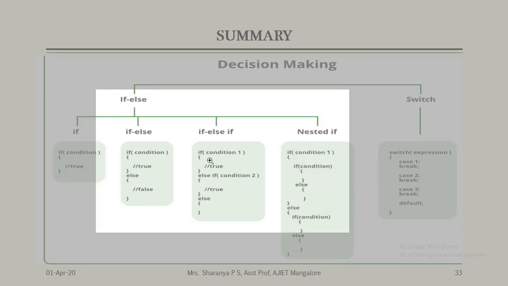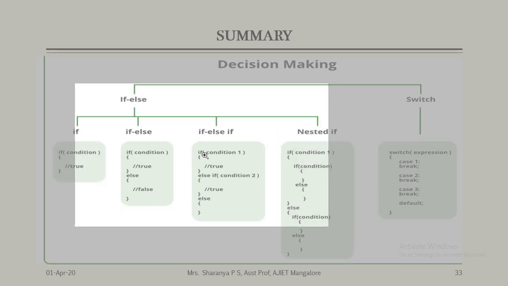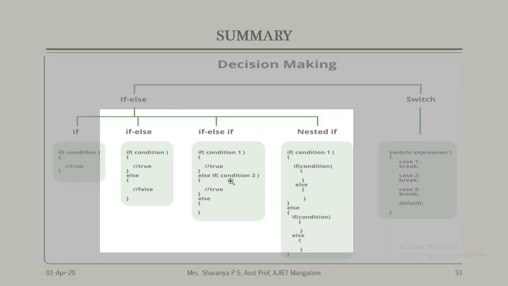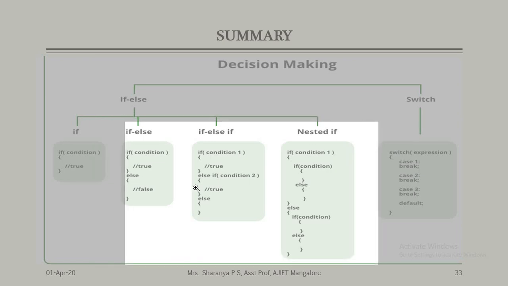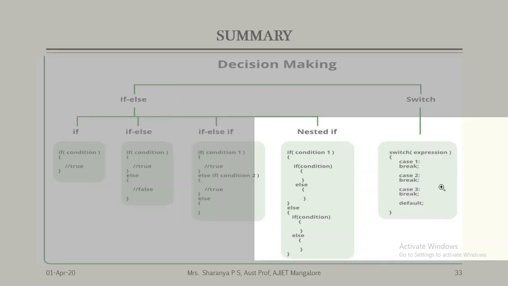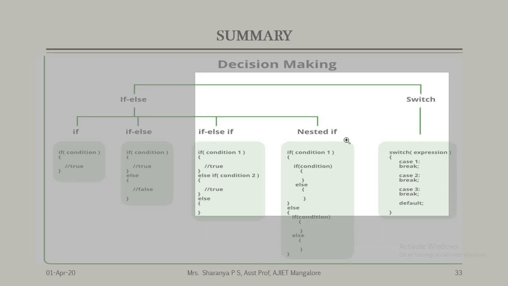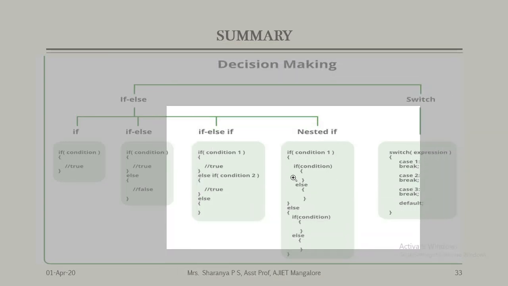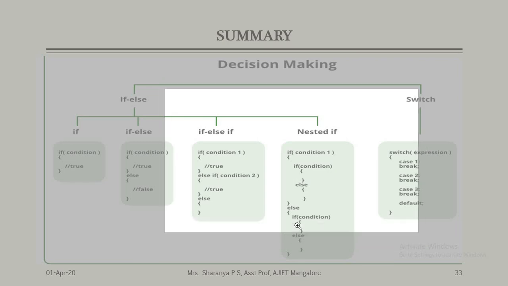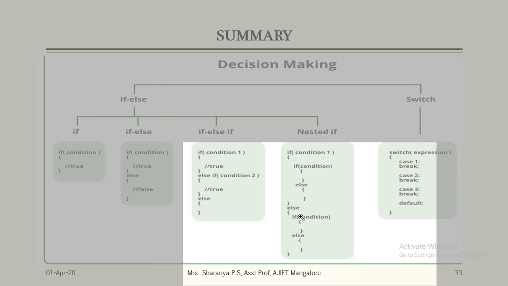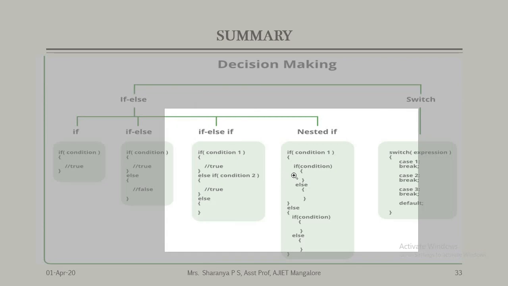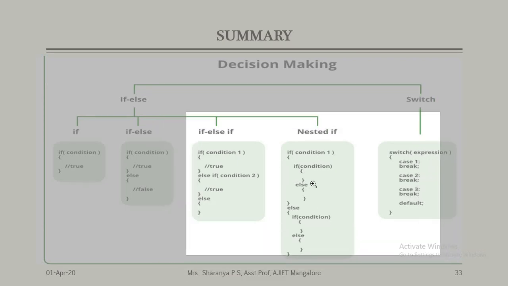In the else if ladder, we are checking with the if condition. If the condition is true, the true block will be executed. Otherwise, with else if, the other condition will be checked, and finally we are writing the else part. The nested if, as the name indicates, has inside the if statement one more if else statement, nesting of this if statement. And once again inside the else we will be writing if and else. It is not mandatory that we have to write if and else. We can just write a simple if also inside this if statement.